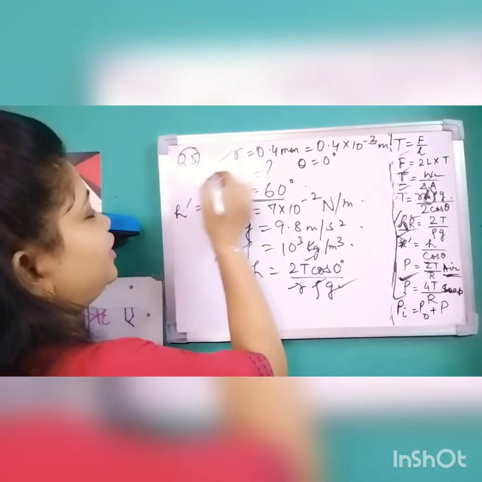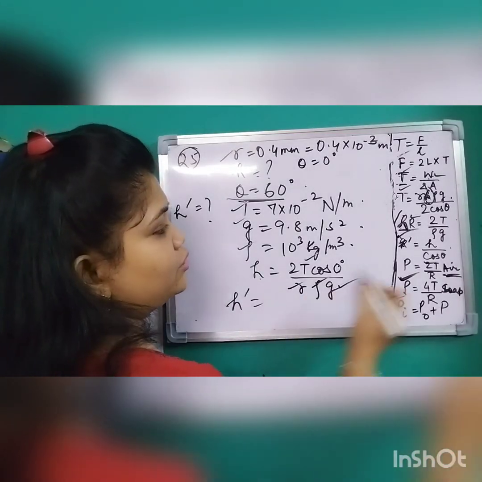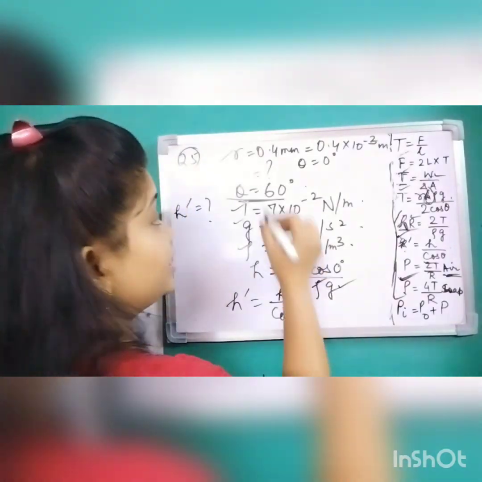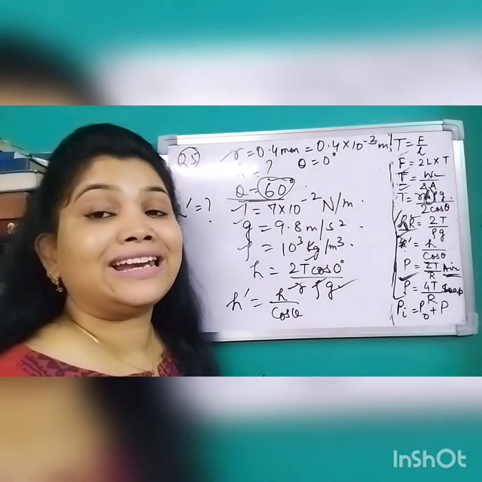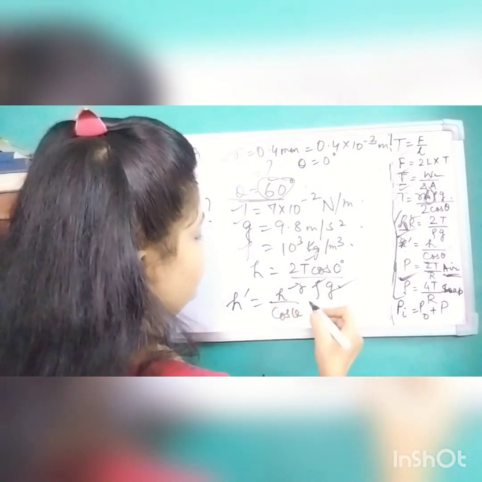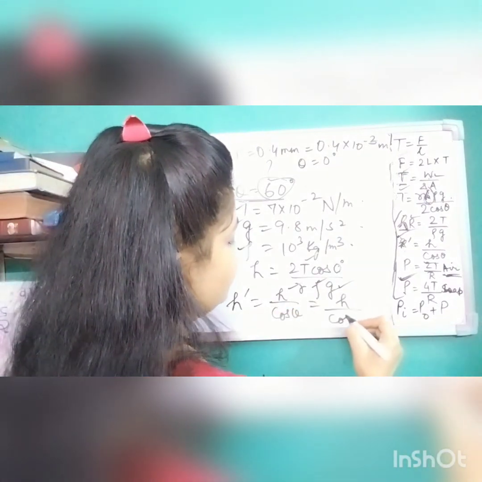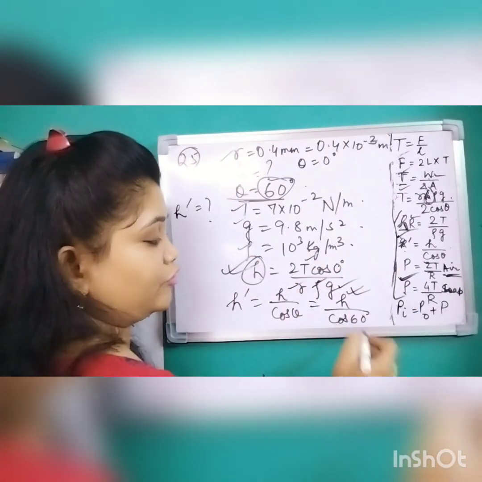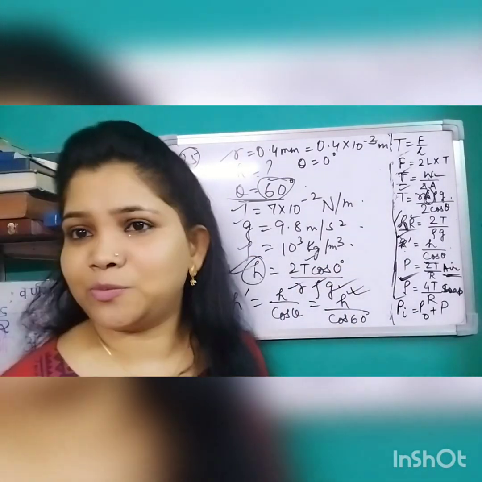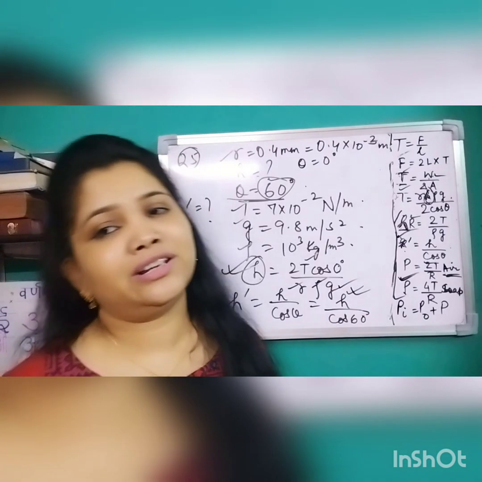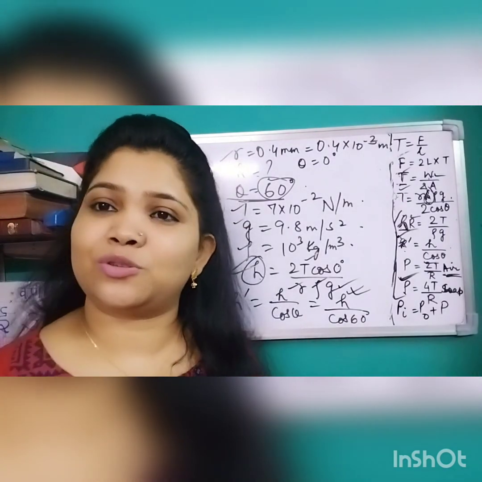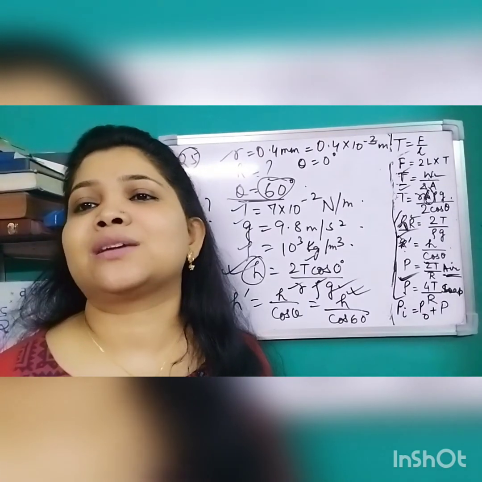Now, how will you find H dash? Very easy. Just now I told you H dash is nothing but H by cos theta. Here theta is 60 degree because it is inclined at 60 degree, so it is H by cos 60 degree. From the earlier step you are getting H, put that H over here and put the value of cos 60 degree. Solve it and you'll get H dash. Sum number 26, as I have already told you, is exactly similar to sum number 25.